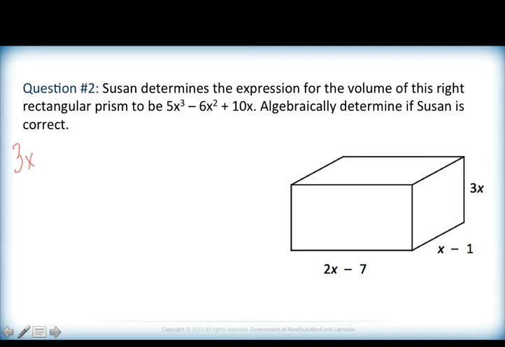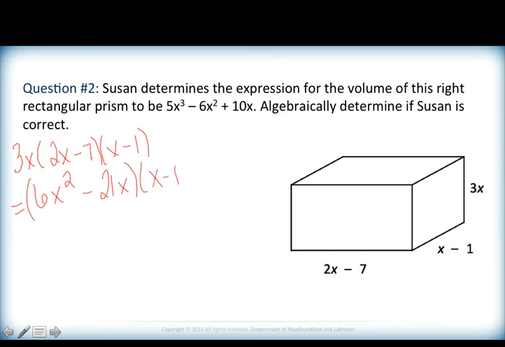So we have our monomial, then we have our 2 binomials. So we're going to distribute our monomial into our first binomial first, and then we'll continue on with the second binomial. So 3x times 2x equals 6x squared. 3x times a negative 7 is going to be negative 21x. So we're just going to leave that as a binomial now, and then we're going to multiply it by x subtract 1. We're going to do the same process as we did before.